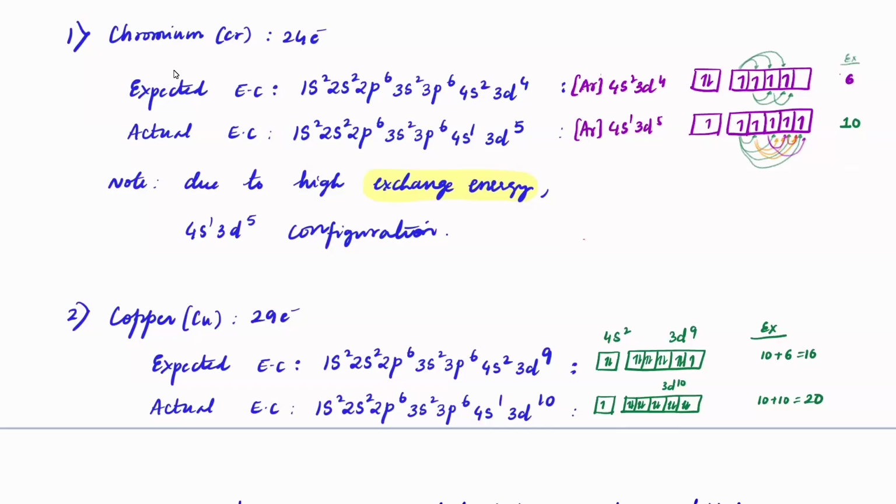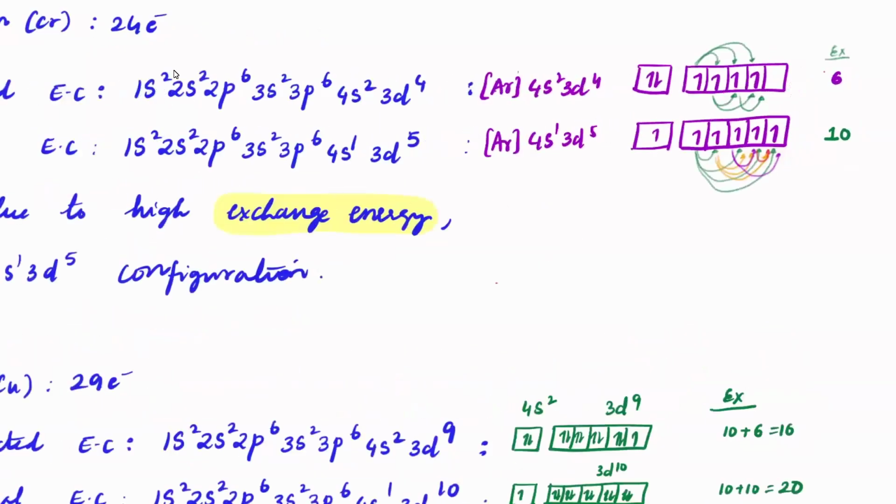And if that energy required for pairing is more than the energy required to excite an electron, that means if an electron has to excite from lower energy to higher energy, and that energy is lesser than the pairing energy, then why would it prefer to pair itself? It would rather go to the higher orbit. And that's exactly what happens in chromium and copper.